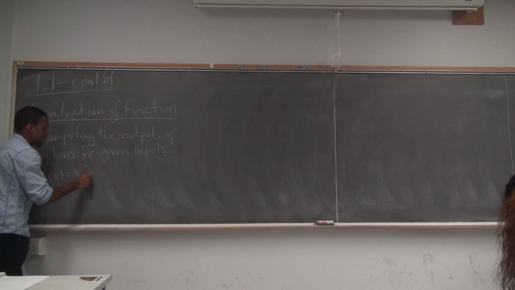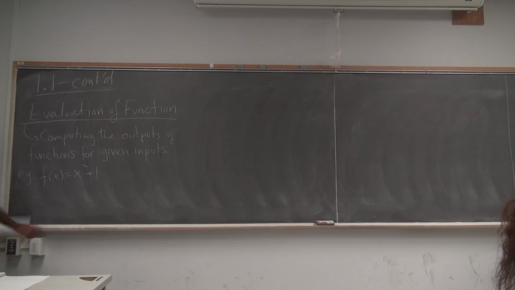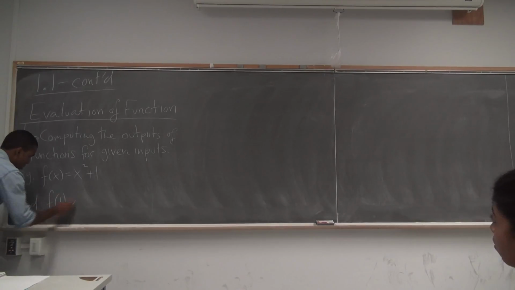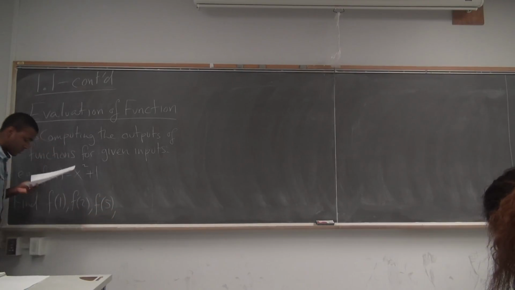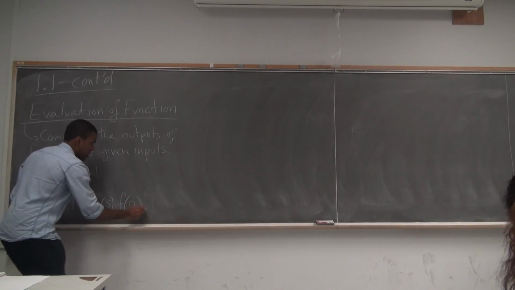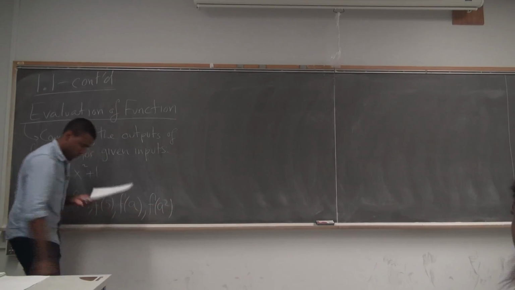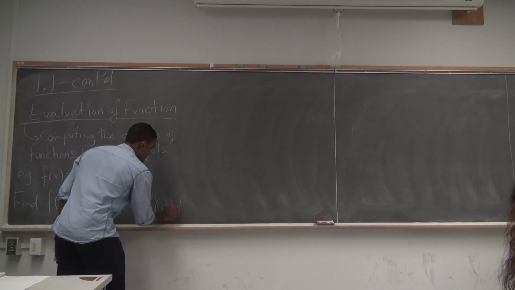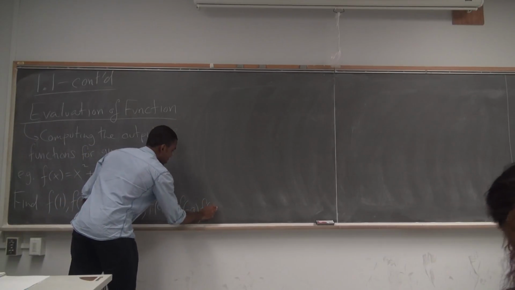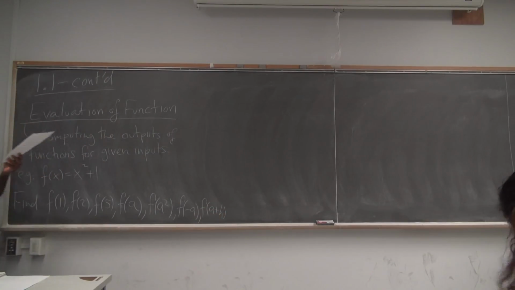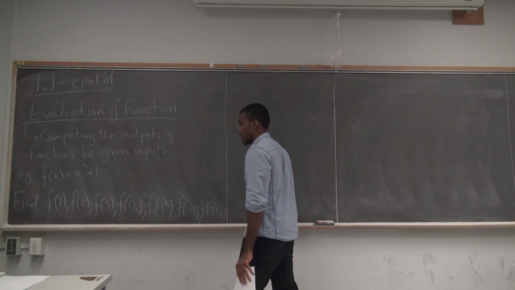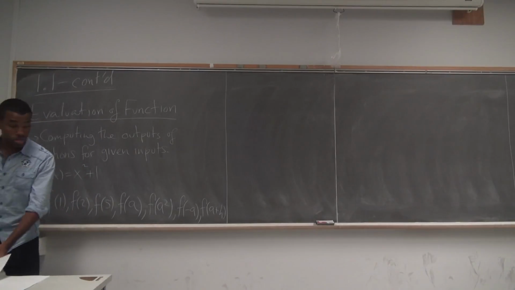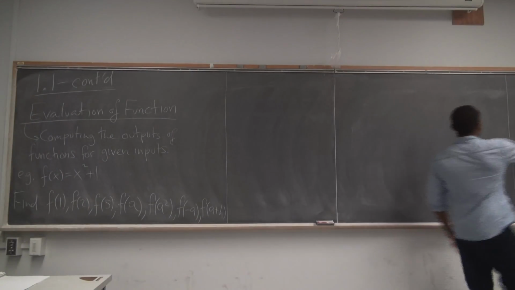So let's say you're given a function x squared plus 1. And I ask you to evaluate some things. Find f of 1, f of 2, f of 5, f of a, f of a squared, f of minus a, and f of a plus h. Okay, so I gave you a function. The definition is f of x equals x squared plus 1. And I actually want you to find the value of the function at these points.